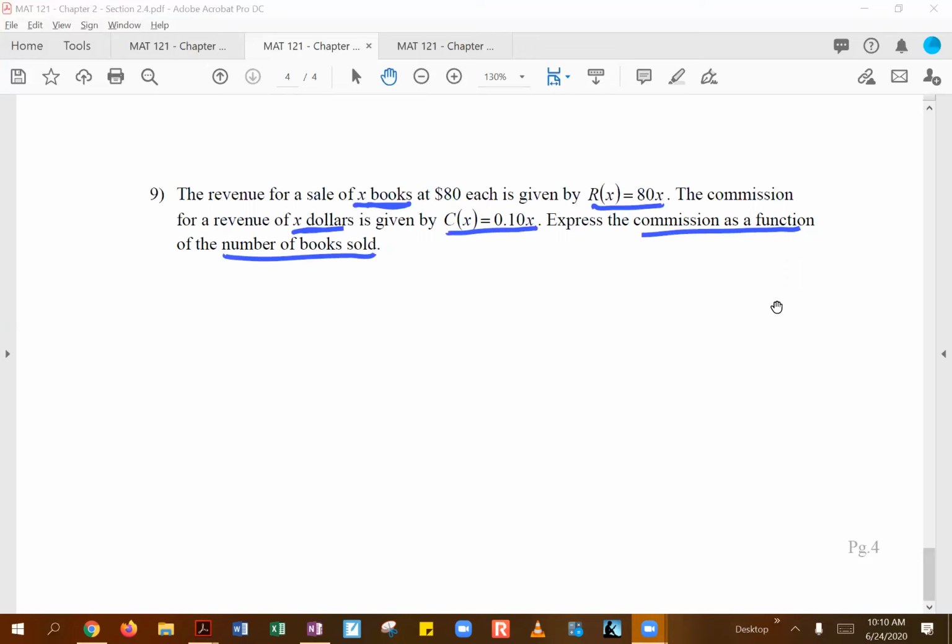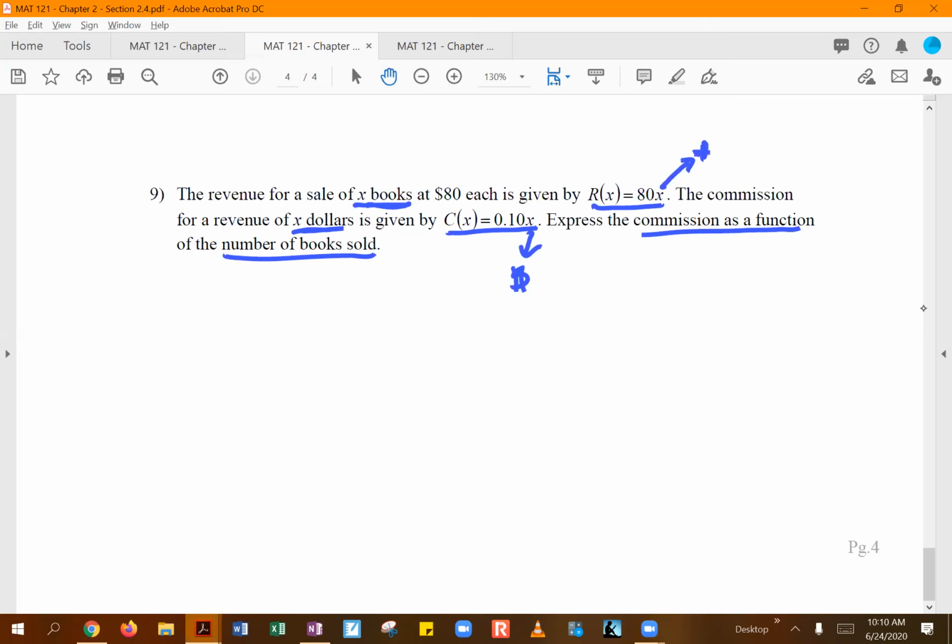So what they want you to do is make a composition, because right now the way the X is given to us, this X is a dollar amount. Whereas for the revenue function, this X is the number of books. No, guys, you don't want to solve this. All you are doing is composition here.